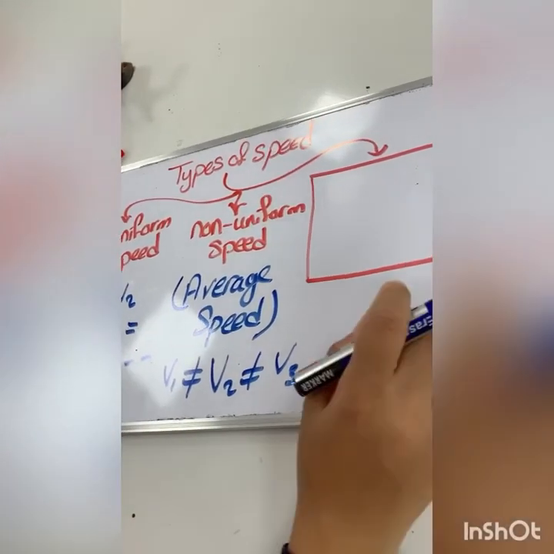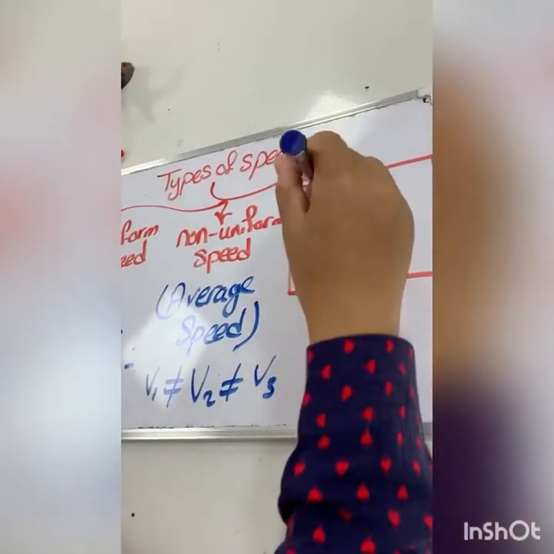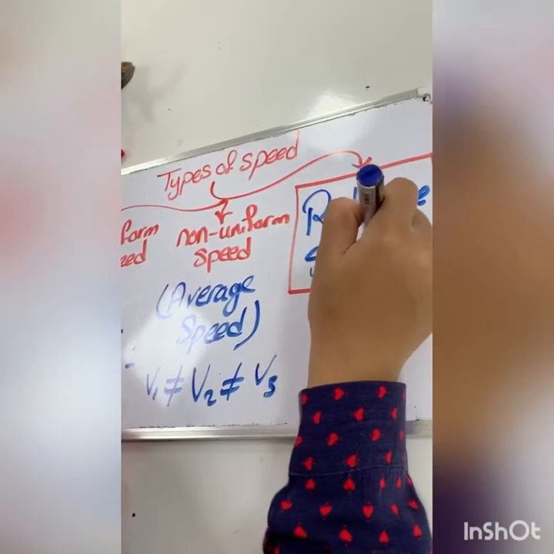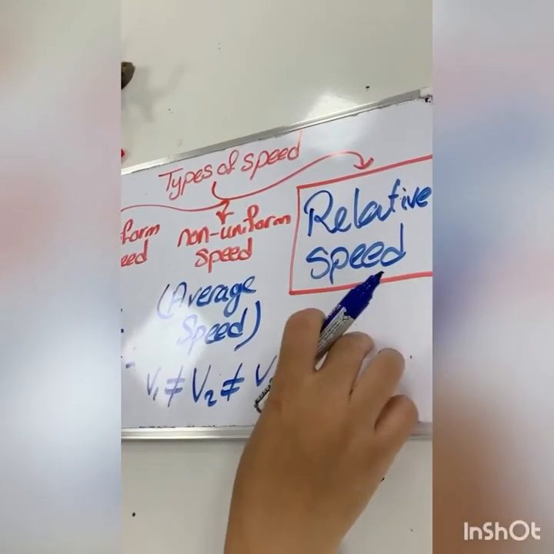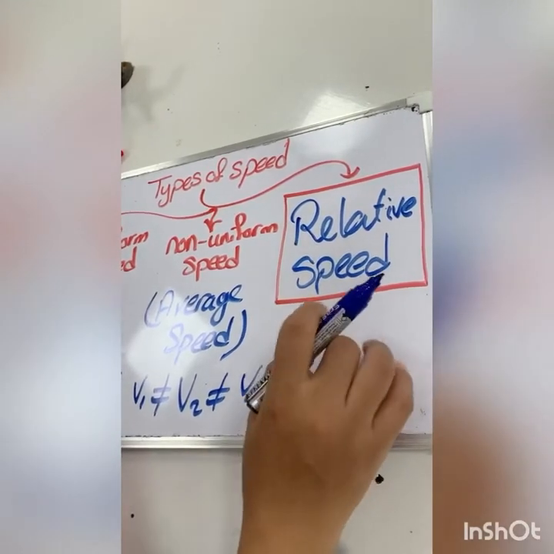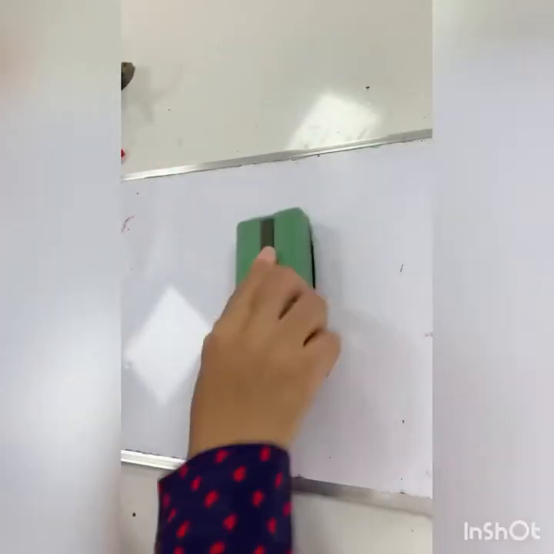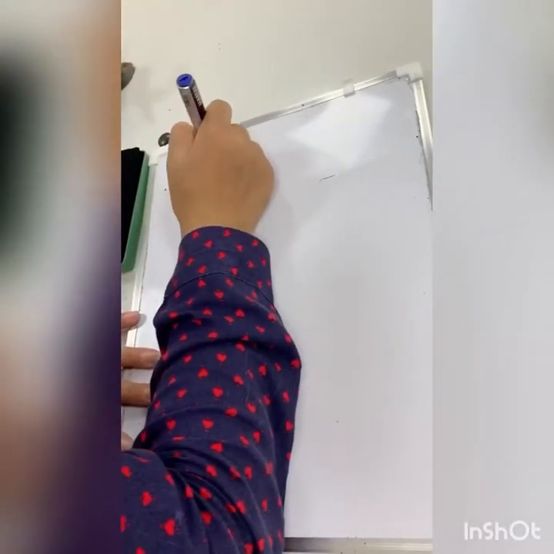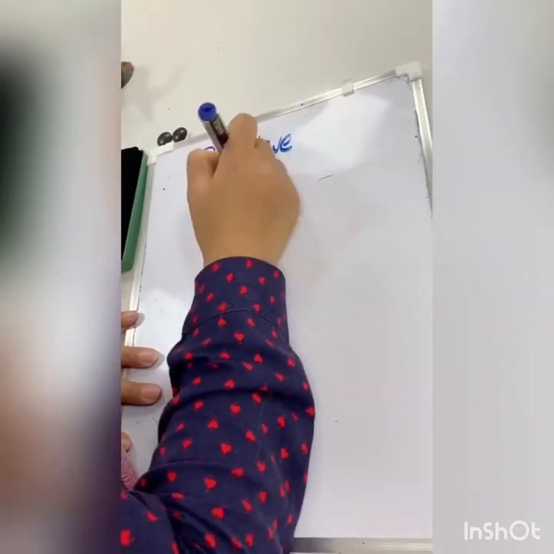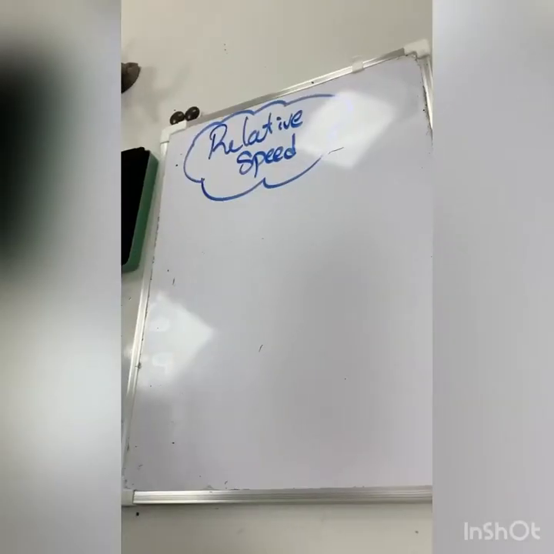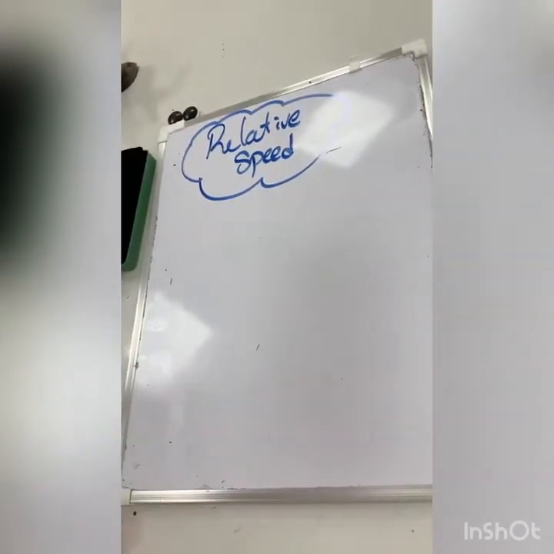The last type of speed, which is number 3, is called the relative speed. What is meant by relative speed? This is what I will study in this video. Okay, let me start now. The relative speed.